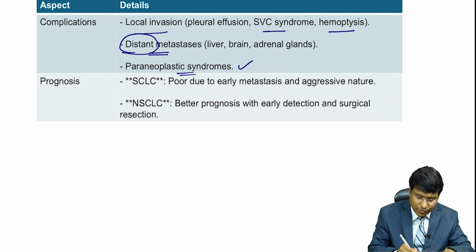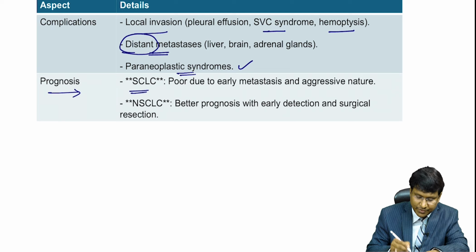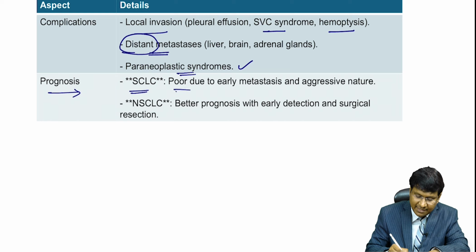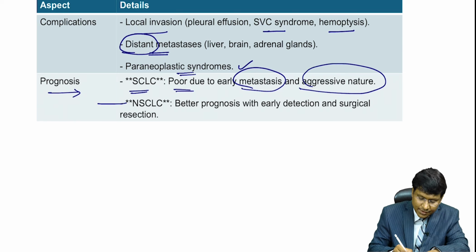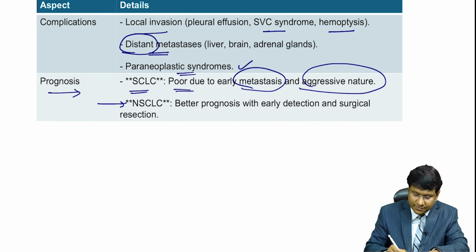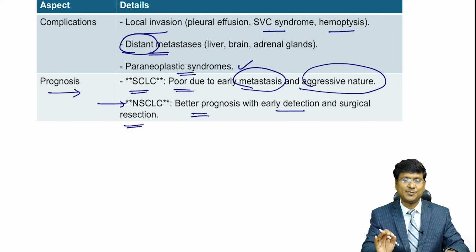Then how is the prognosis in these patients? If you take small cell lung cancer, the prognosis is very bad. These patients have a poor prognosis, mainly because of the metastasis as well as the aggressive nature of the disease. Then you take non-small cell lung cancer. Non-small cell lung cancer has a good prognosis, right? They have a better prognosis with early detection as well as surgical resection. So that is for non-small cell lung cancer.